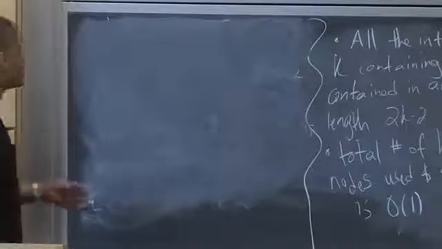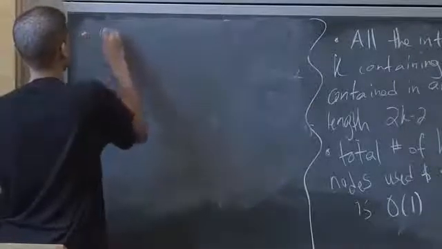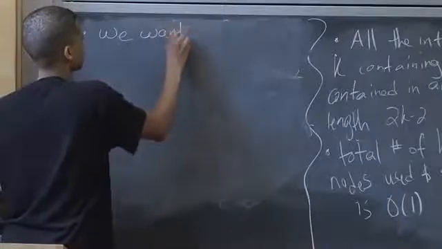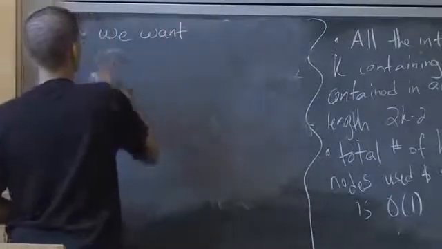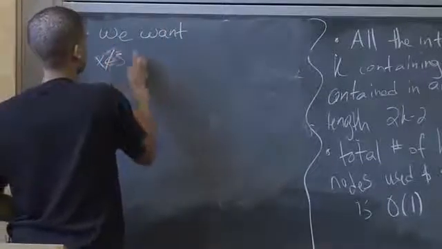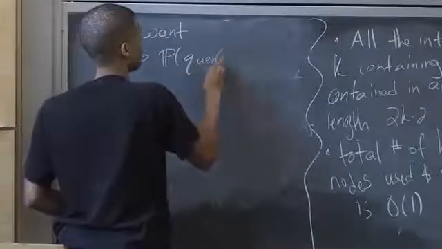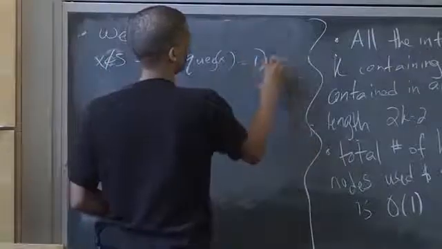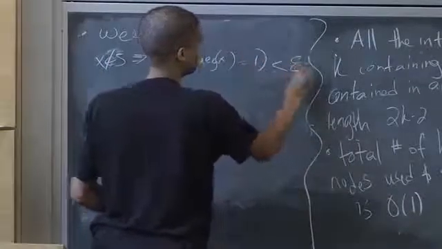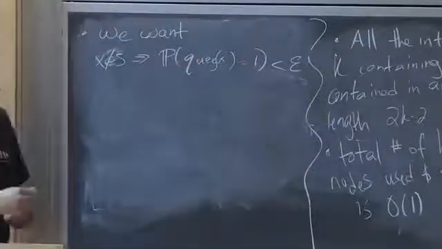Okay. So suppose they tell you, we want that x not in S implies the probability that query of x equals 1 is at most epsilon. So now what would you do?